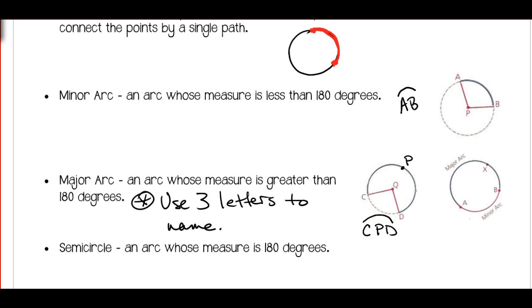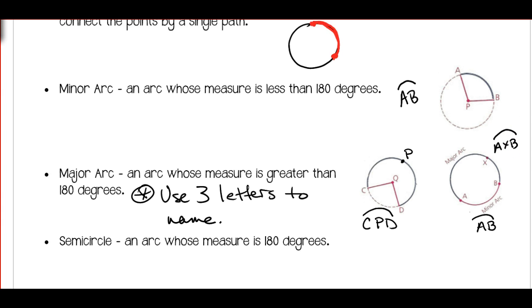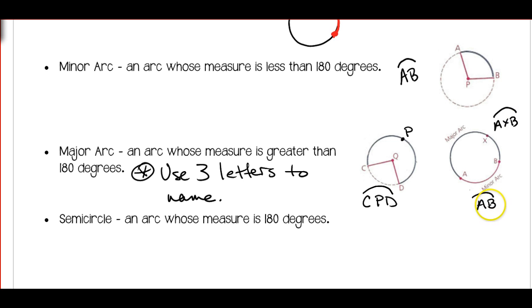And then if we look at this other part here, the minor arc here would be arc AB, and that would be the red one, and then the black arc here would be major arc AXB. So 3 letters for a major arc and also for the next one, which we'll talk about, semicircle, and 2 letters with the arc symbol to name a minor arc.